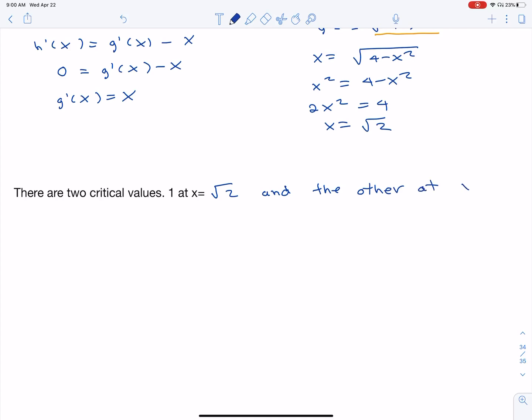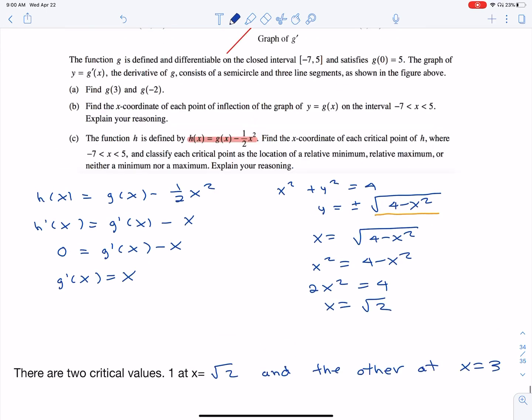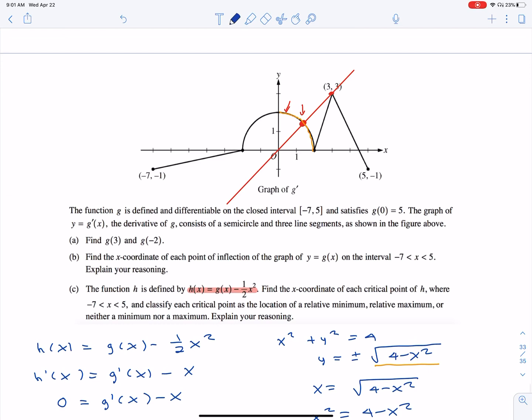at x equals 3. Okay, so now we've determined what those critical values are, but now we have to determine, are they minimums, maximums, whatever. So let's go back to our graph, and let's erase some of this stuff here. I'm going to make a quick little sign chart up here. Since it's not really part of the problem, my answer, I can make a sign chart. So we have our two critical numbers. One's at root 2 and one's at 3.